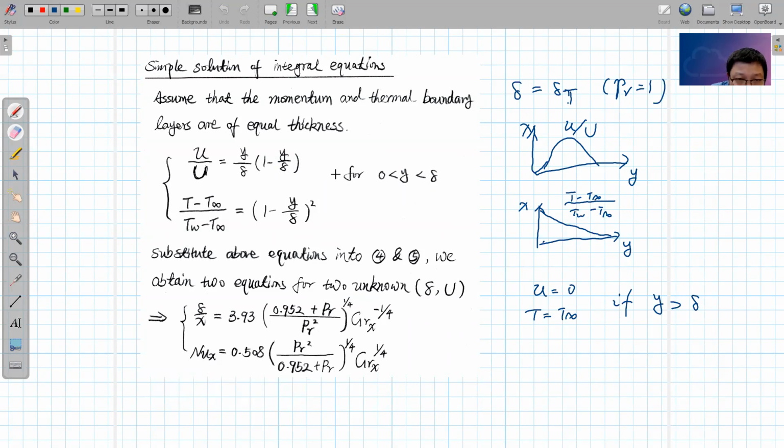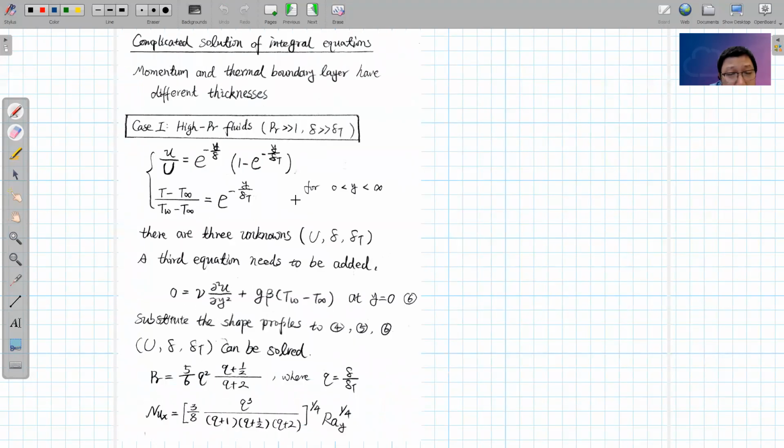Okay. So the reason it's simpler is that we assume the momentum and the thermal boundary layer have the same thickness. So we only have delta here. There is no delta t at all, and we assume these simple profiles. So this is the simpler way to solve, and then there is the complicated solution way.